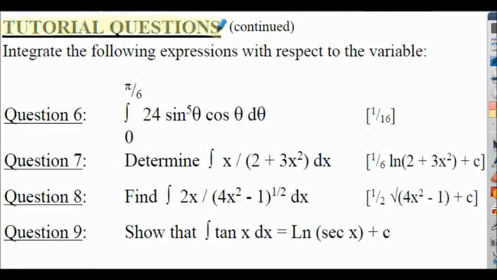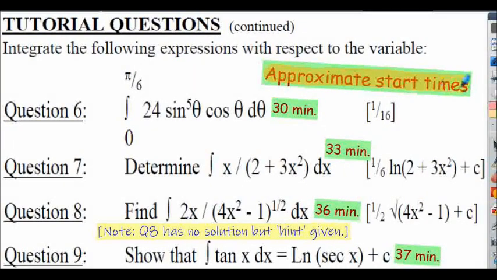Tutorial questions continued. Is question 6 through to 9, and again the answers are shown on the right hand side. Just note question 9 is essentially a proof, so the answer is given in the question. And here are the approximate start times to the solutions related to question 6 through to question 9. Just note question 8 does not have a solution, it's left for you to solve at your own pace, but a hint is stated to help generate your solution.